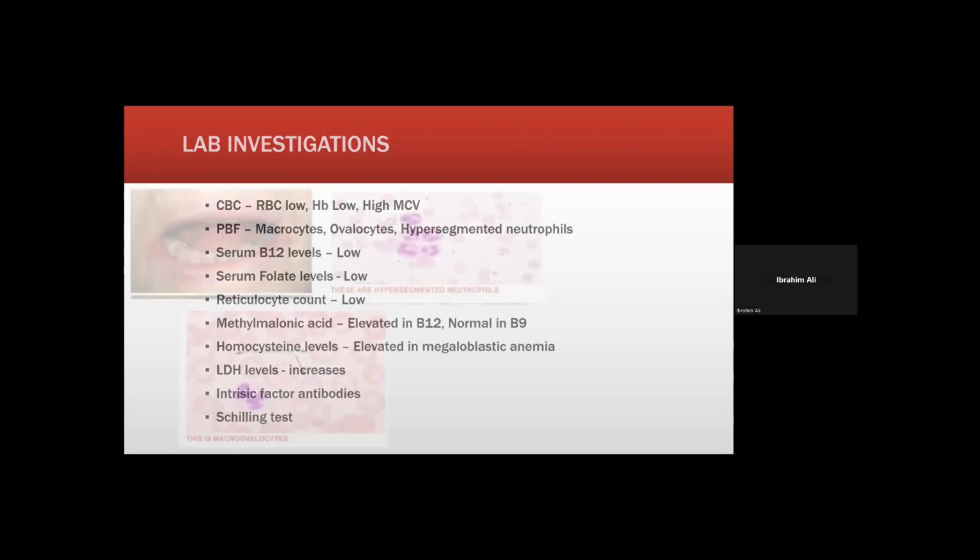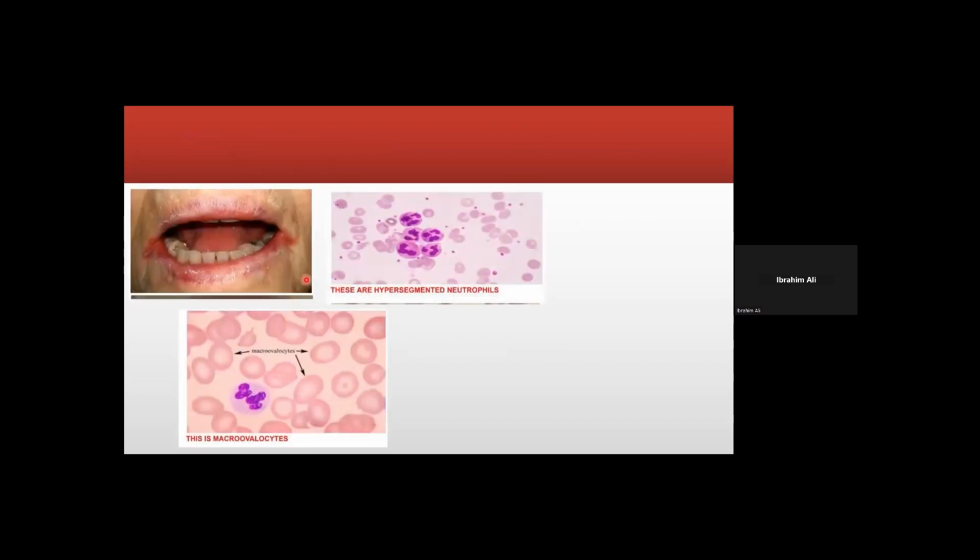So the next thing, now you can see the pictures here. This one, we have what we call angular stomatitis. Like the angle of the mouth is inflamed or sore. So this is suggestive of B12 deficiency.